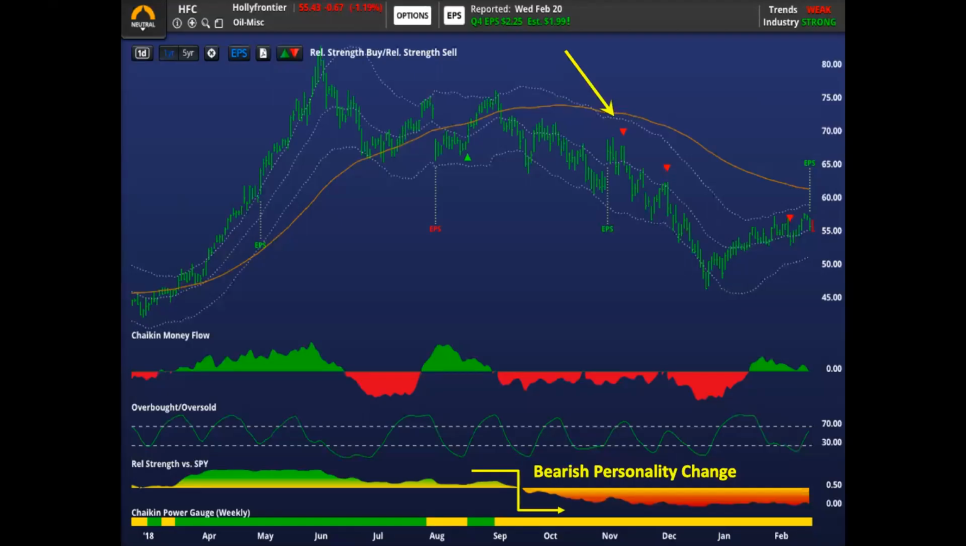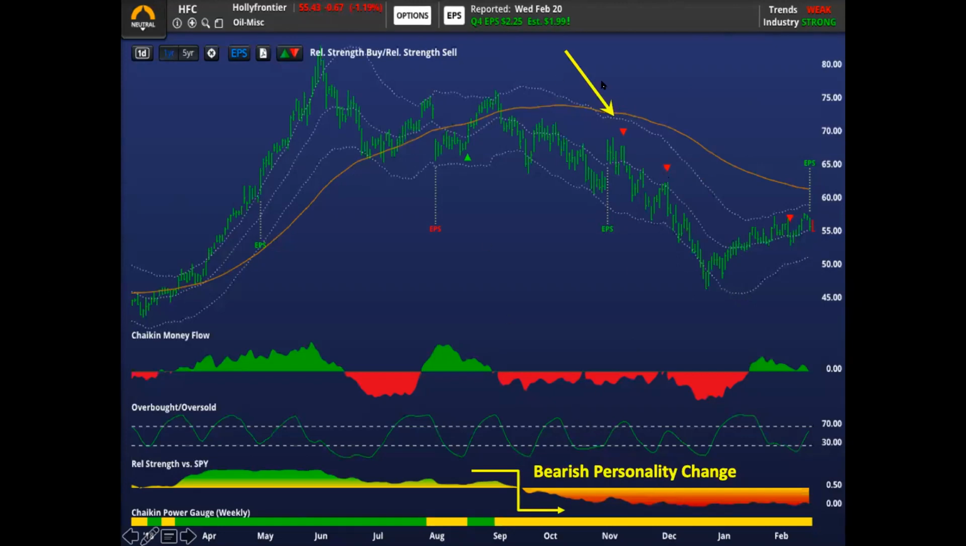At that yellow arrow, 65.75, Holly Frontier gave a sell signal. Power gauge was neutral, but it had been underperforming the market. Chaikin money flow was negative. There's your bearish money flow sell alert, and the stock dropped from 65.75 all the way down to 46. Then you got another chance to do it again at 60.